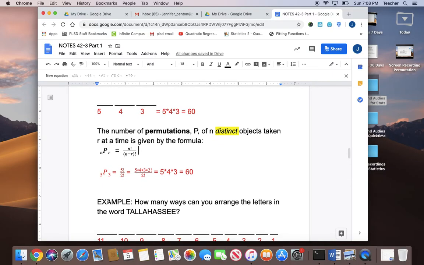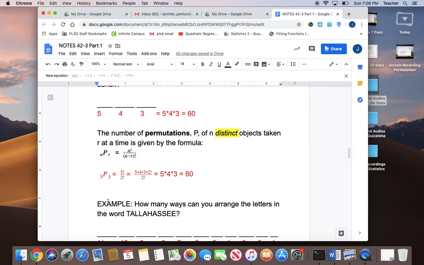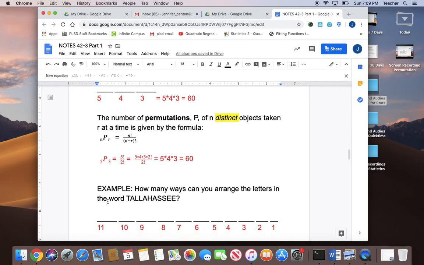All right, now, this example is a little bit different. It says, how many ways can you arrange the letters in the word Tallahassee? So if you look here, I have 11 blanks because if I count the letters in the word Tallahassee, there are 11 of them. And so before, when I did the word math, for example, I said there were 4 choices for the first letter. So in Tallahassee, there's 11 letters. So 11 times 10 times 9 times 8 times 7 times 6 times 5 times 4 times 3 times 2 times 1.